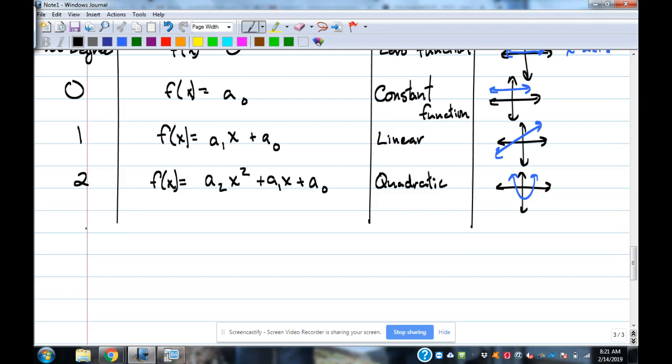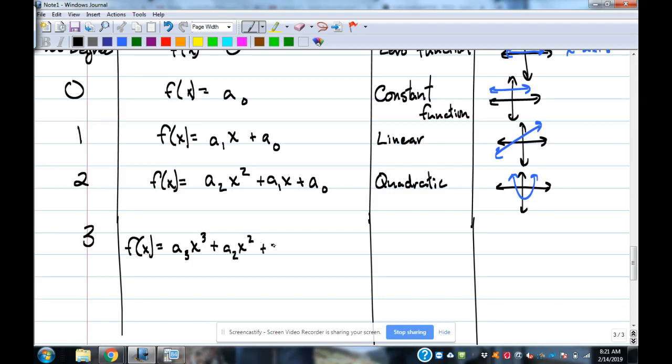So if we go to degree 3, f of x is equal to a sub 3 x to the third, plus a sub 2 x squared, plus a sub 1 x, plus a sub 0. Third power is also called what? Cubic. Yeah.